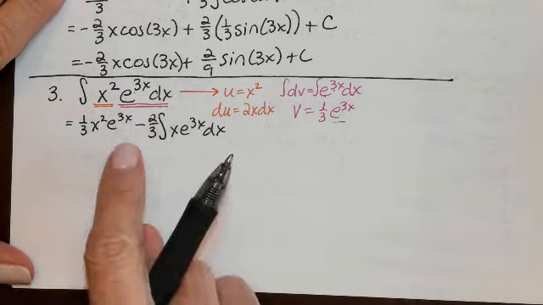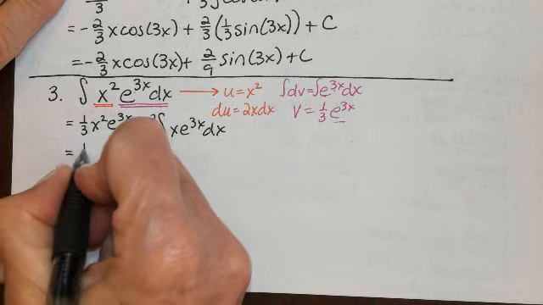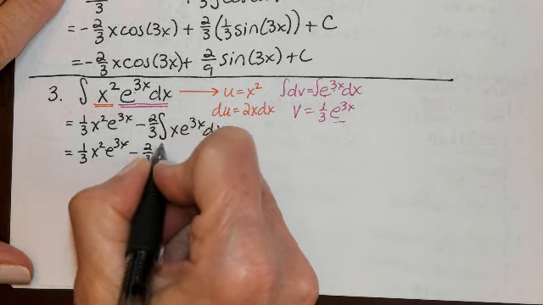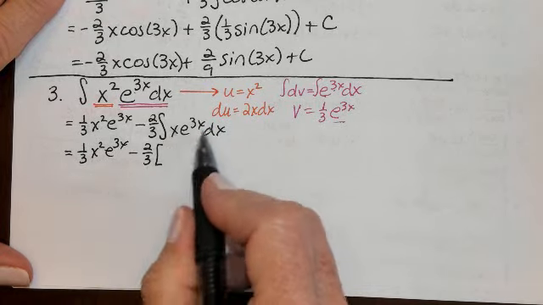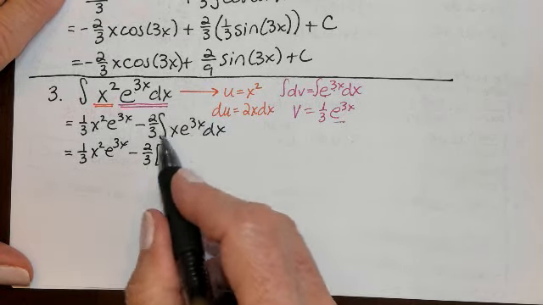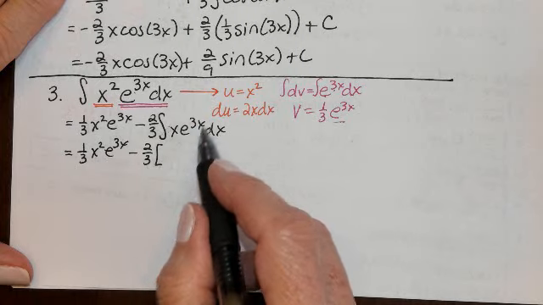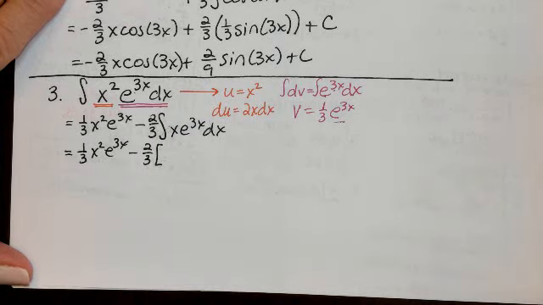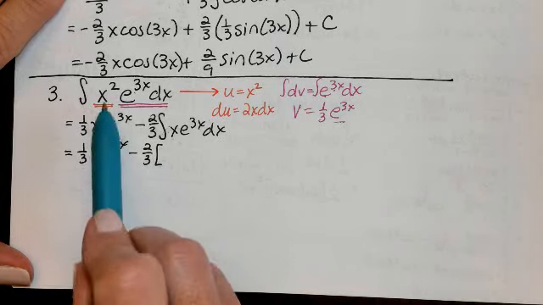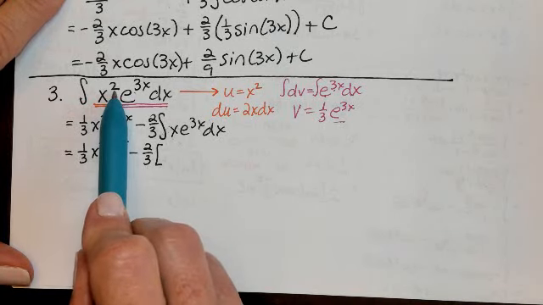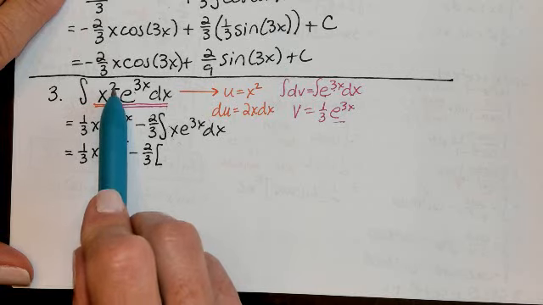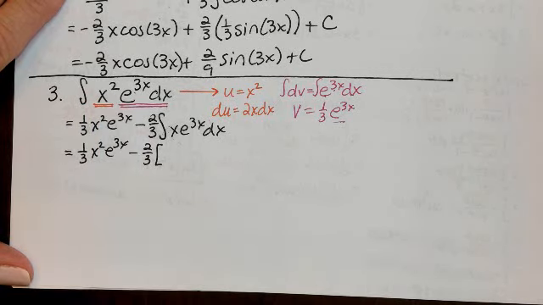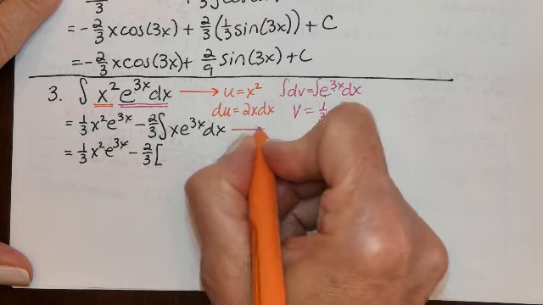Okay? Which is equal to 1/3 x squared e to the 3x minus 2/3. What is the antiderivative of this? We have to do by parts again, don't we? I knew you would have to do by parts twice here because of this x squared. Okay? What if it was x cubed? x to the 4th. Right. We're going to go off to the side and do by parts again.